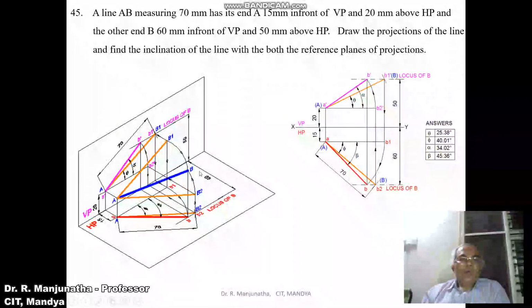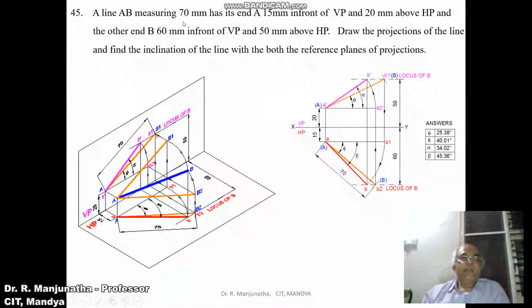Now, when we look from the front view, this distance above HP of 50 mm is seen when you're looking from here. So this is going to be the locus of B in the front view. Similarly, when you look from the top view, we can see the distance from here to here. That image is going to fall on the horizontal plane, which is 60 mm in front of VP. So you measure the distance and then draw the locus of B in the top view, and you write the locus of B in the front view.